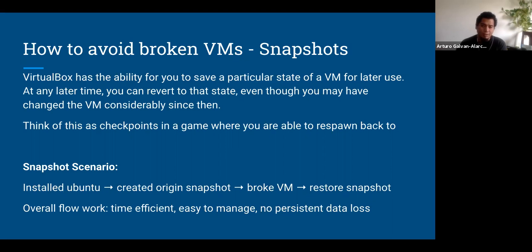So going back to the scenario I just said, I installed Ubuntu, I created a snapshot, I broke my VM somehow. So what do? I can just restore the last snapshot. So I can do that and I don't need to reinstall, create a whole new user, or do a whole bunch of things that we just did. So this is gonna save time, it's easy to manage, and you can save your data that you made inside your virtual machine. So persistent data is stayed there from the last created snapshot.